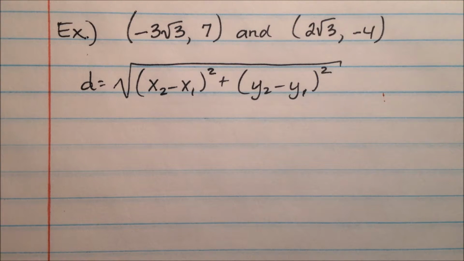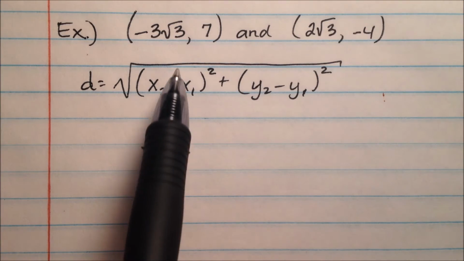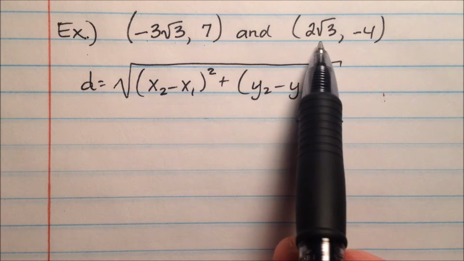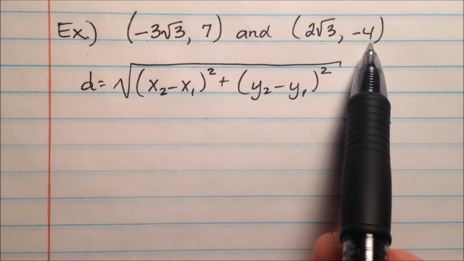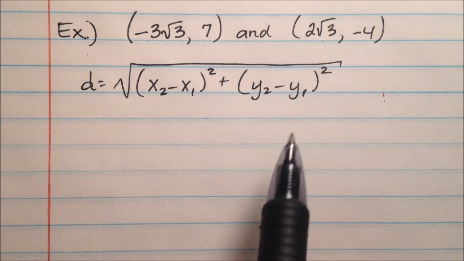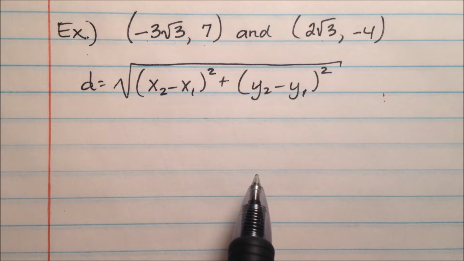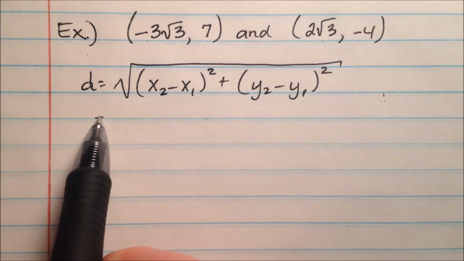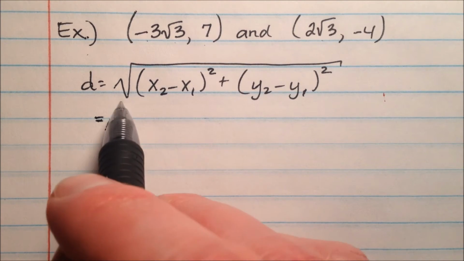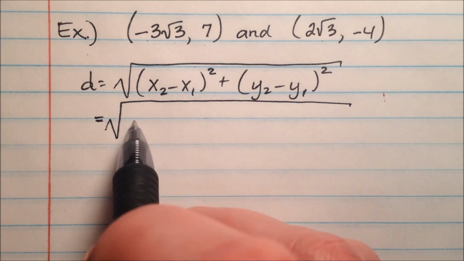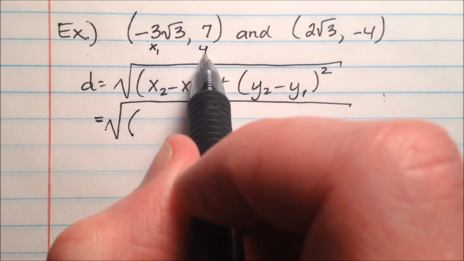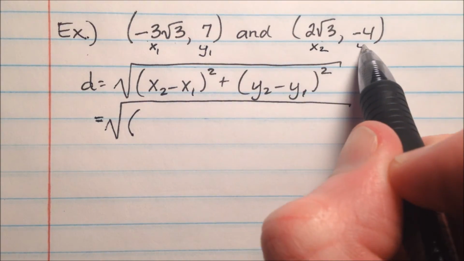In this final example, we're going to find the distance between the ordered pairs negative 3 radical 3, 7, and 2 radical 3, negative 4. So in this case we have some radicals to deal with, but the process that we use to do this won't be any different. So let's go ahead and start. We're going to do the square root, and let's go ahead and label these x1, y1, x2, y2.